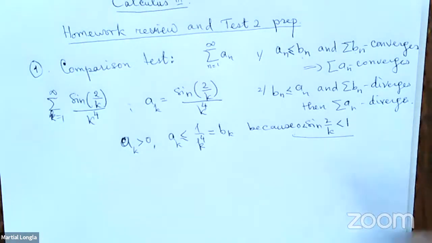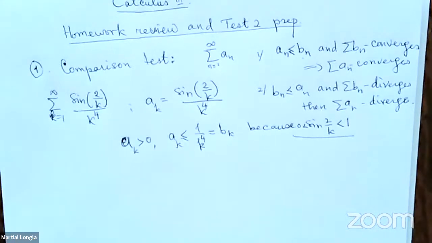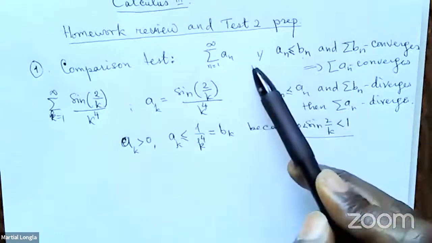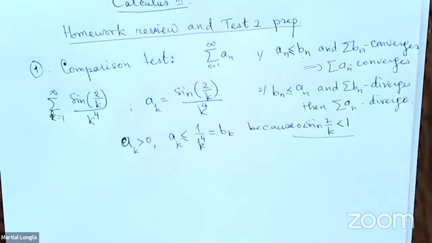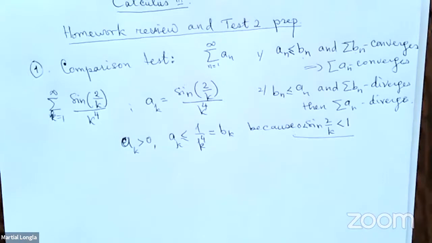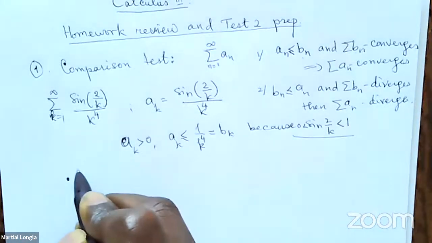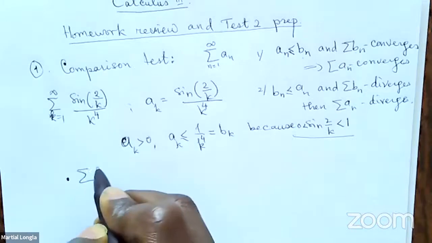Now you have a b_k and you show that a_k is less than b_k. Why am I putting b_k on top? That means I'm leading towards the first option because I want to show that it's convergent. If I wanted to show that it's divergent, then I would try to put something below, not on top.